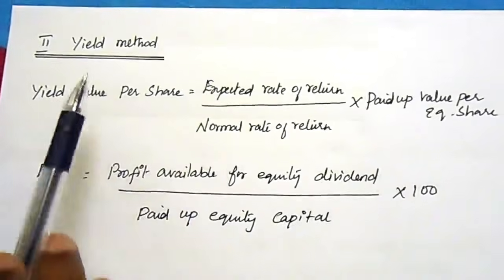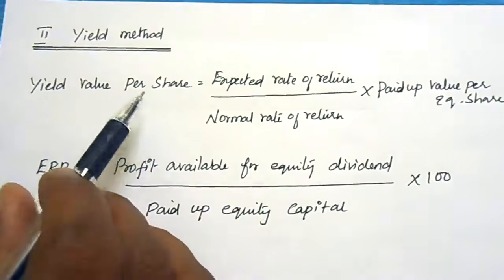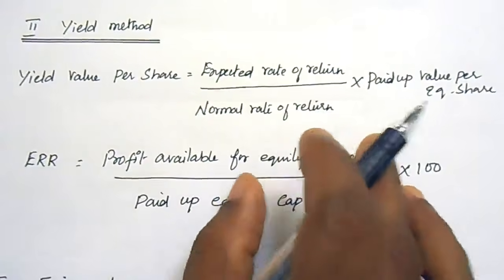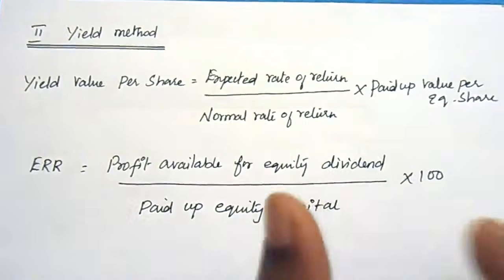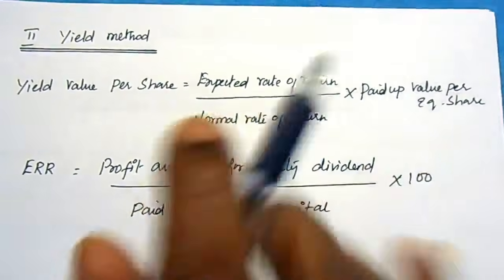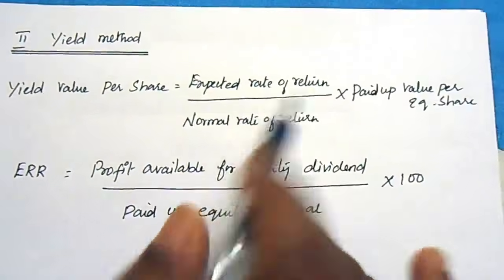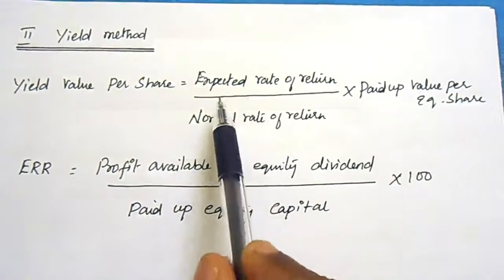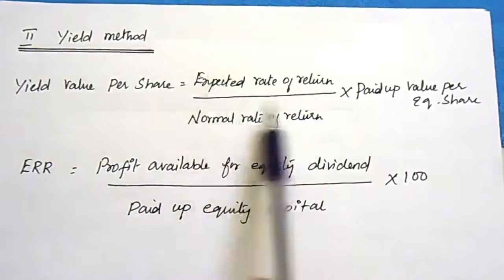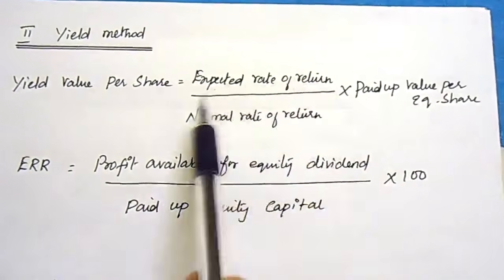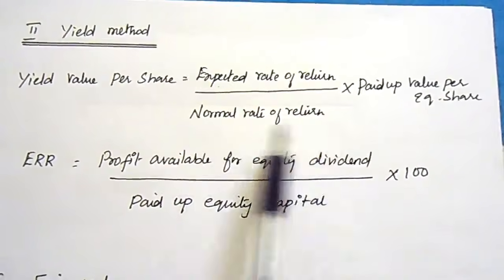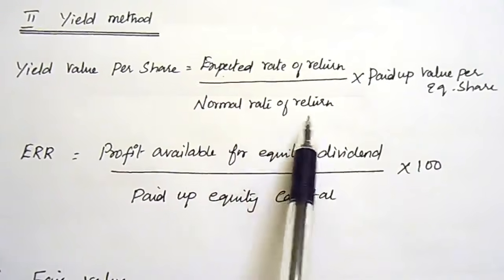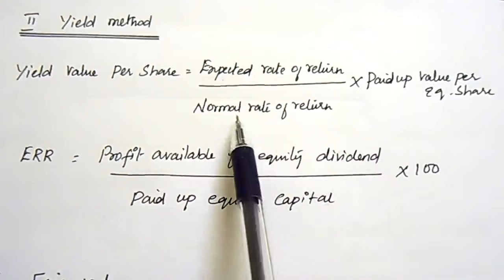Next one is yield method. Yield value per share. Yield is the effective rate of return on the investment made in the shares by the investors. So this is always expressed in terms of percentage. The first thing is you need to find ERR, that is expected rate of return, divided by normal rate of return. This NRR will be given in the problem itself, so you need not worry about this.